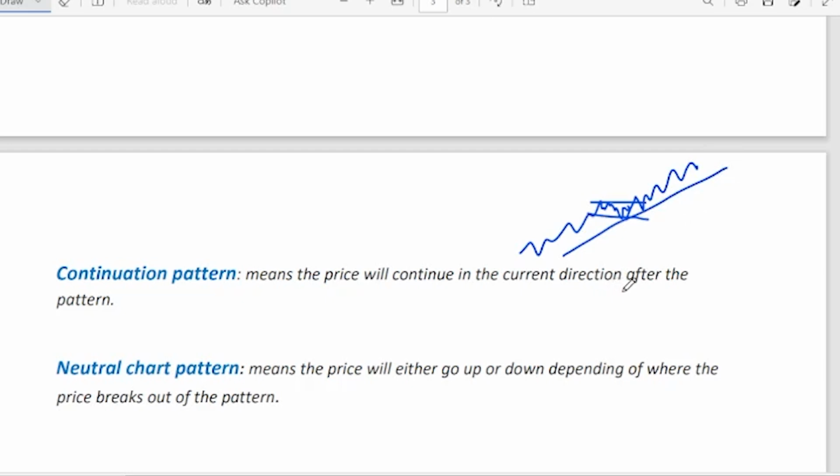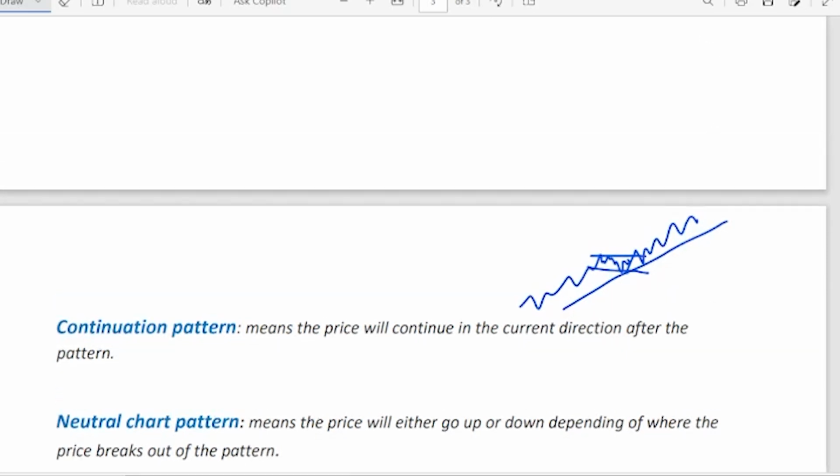Okay, so on the sides of the neutral, chart patterns means the price will either go up or down depending on where the price breaks out of the pattern. You remember the word neutral. This means that you don't know exactly where the price is going to be going after the pattern. You have to wait until the price breaks out and gives you where the market is going. We will see all of that in our breakout strategy.